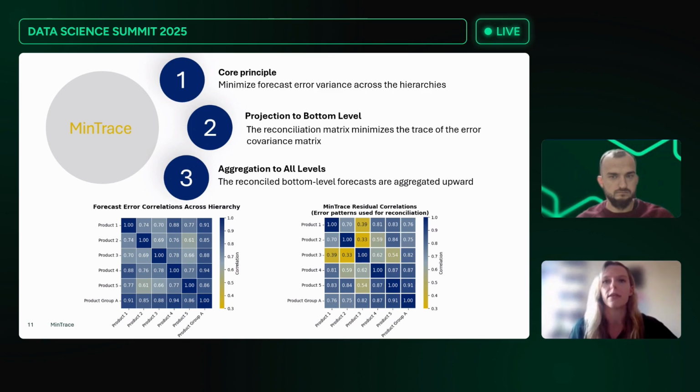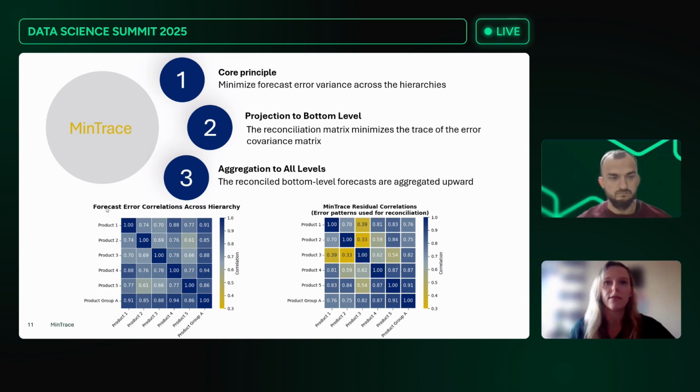Projection to bottom level. The reconciliation matrix projects base forecasts from all hierarchical levels down to the bottom level, minimizing the trace of the error covariance matrix. It creates reconciled bottom-level forecasts that optimally combine information from all levels. And then the reconciled bottom-level forecasts are aggregated upward.